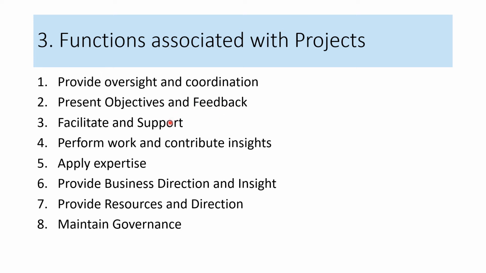The third function of project is facilitate and support, right? One of the key examples in agile world is a scrum master. Scrum masters are one of the servant leadership who facilitate and support scrum team or agile teams, whatever you call that. Similarly, the project manager, the project coordinator, the program manager, right, or a governance system will provide a facilitation as well as a support, right?